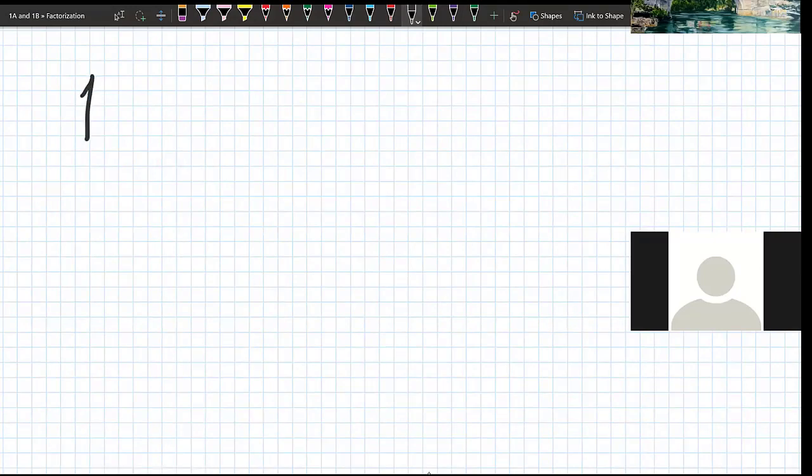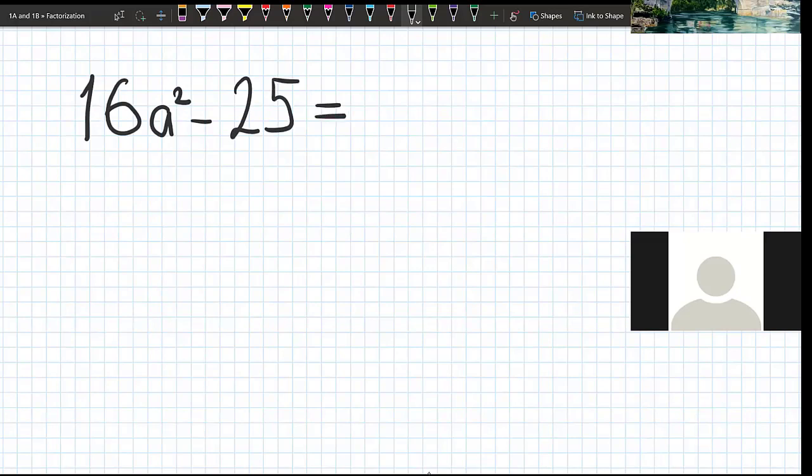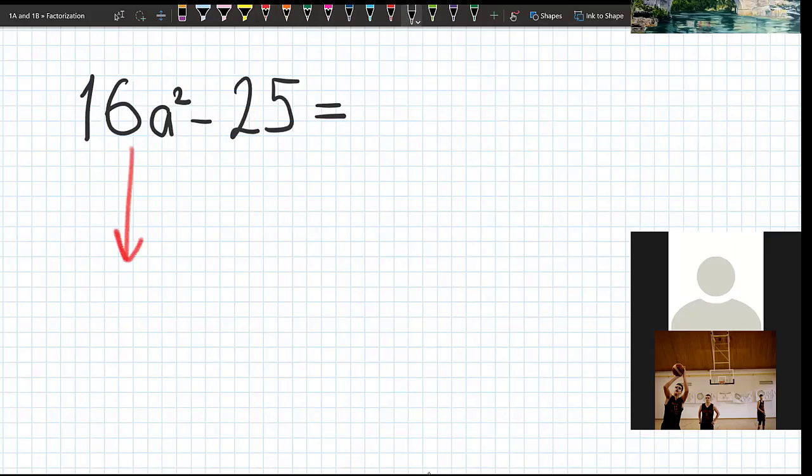So 16a squared minus 25. So we will factorize this one using the difference of two squares identity. The square root of 16a squared is, as you said, 4a. Then what is the square root of the second expression? 5. Yes, that's 5.